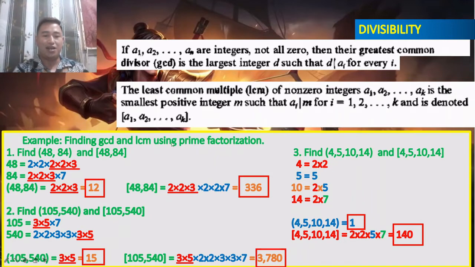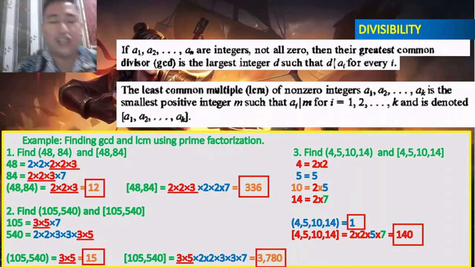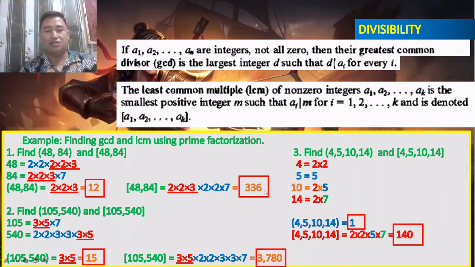Now the LCM. 48 and 84 should both divide that number M, so the LCM is a bigger number. The trick for the LCM is to copy the GCD, 2 times 2 times 3, then multiply by the remaining factors that were not yet included: two 2s in blue and one 7. So times 2 times 2 times 7, this is equal to 336.